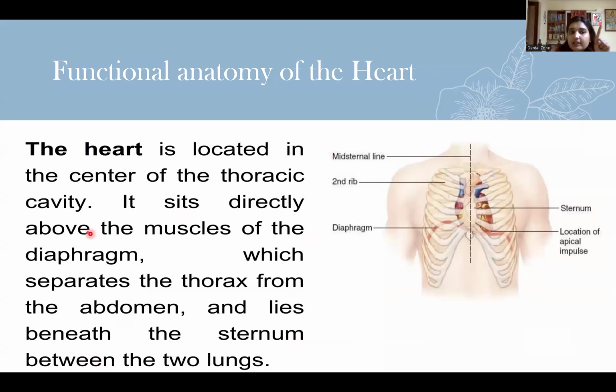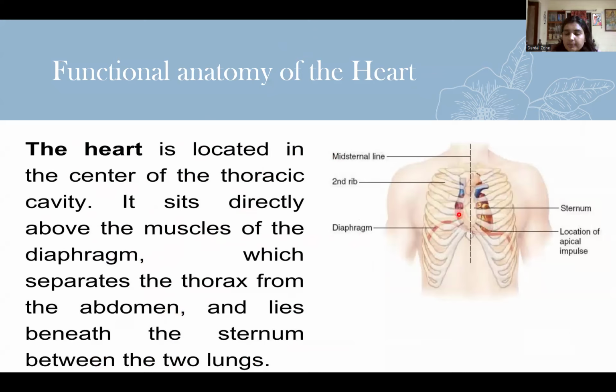Functional anatomy of the heart. The heart is located in the center of the thoracic cavity. It sits directly above the muscles of the diaphragm, which separates the thorax from the abdomen, and lies beneath the sternum between the two lungs.